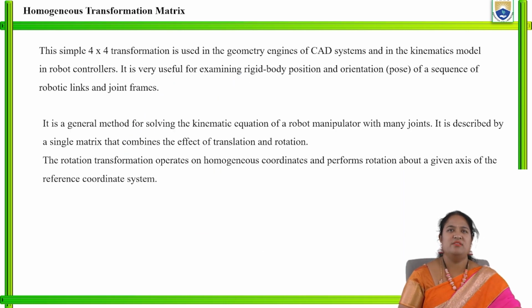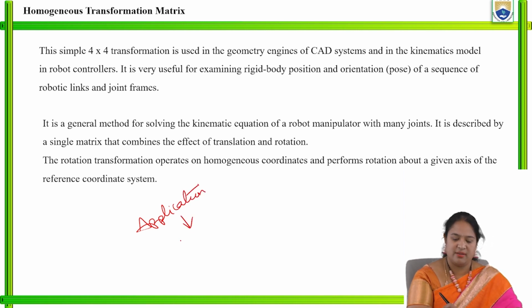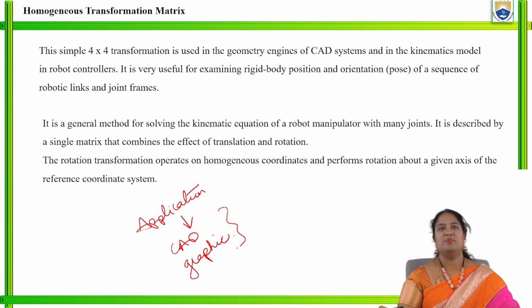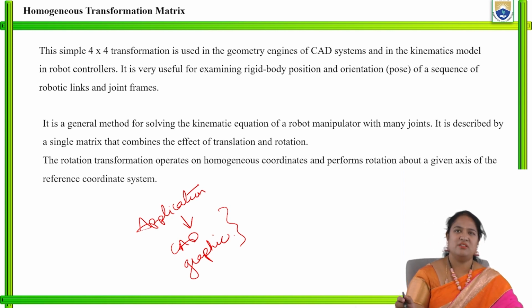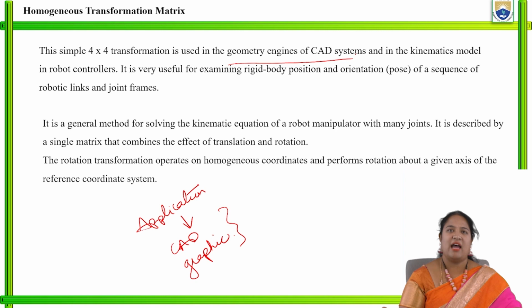Coming on to the homogeneous transformation matrix. What does a homogeneous transformation matrix mean? Generally, the application of homogeneous transformation matrices is in CAD systems and engineering graphics. In these areas, we will be using these homogeneous matrices. It is a simple transformation matrix which is used to determine the geometry in the engines of CAD systems.